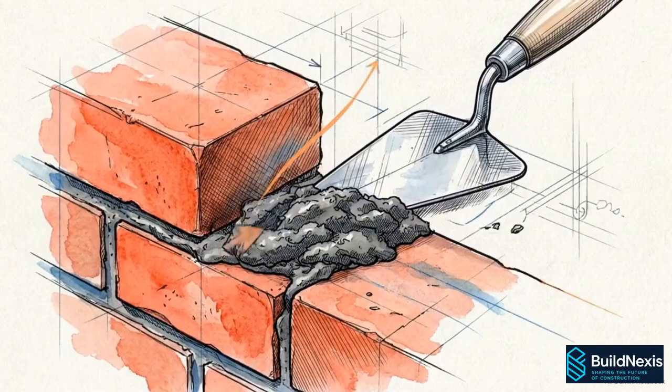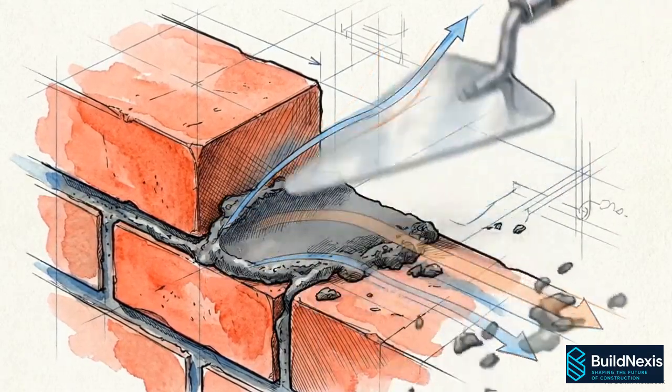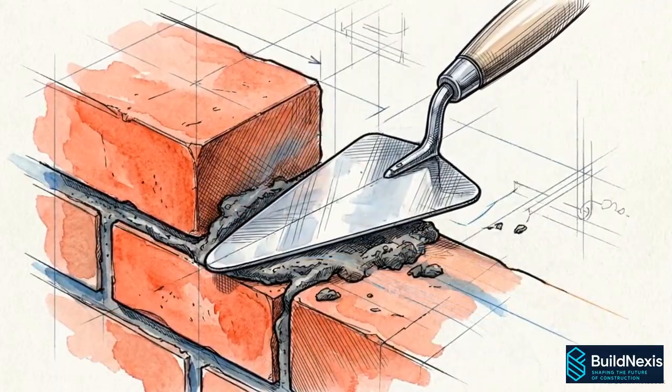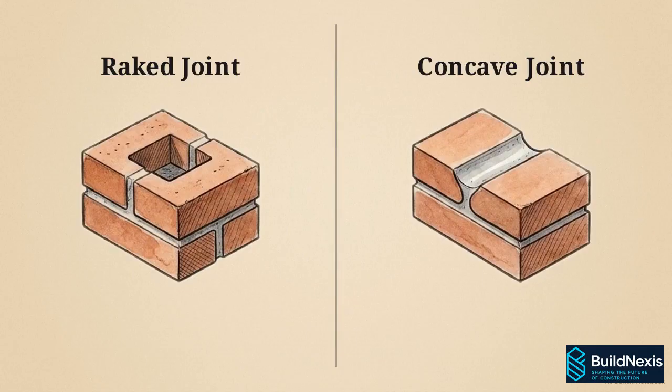However, even the most rigidly engineered bond fails to keep buildings dry if the mortar profile is finished incorrectly for the local climate. This comparison shows why that finish matters. On the left, a recessed raked joint creates a striking shadow line, but that small ledge traps water and causes frost damage. On the right, a smooth, concave profile seals the gap and sheds rain off the facade.